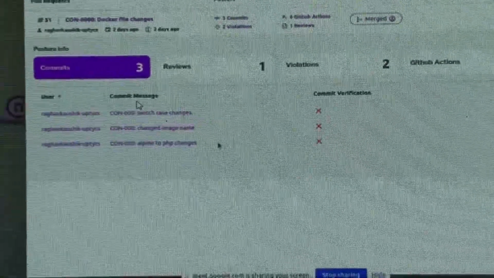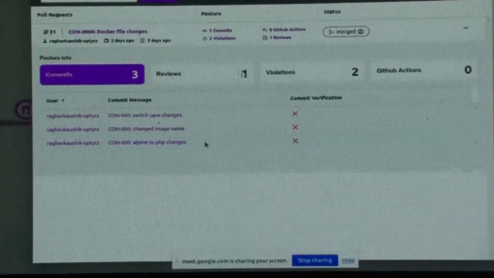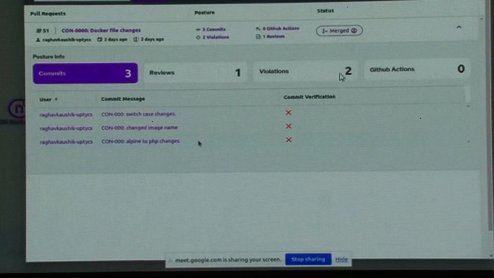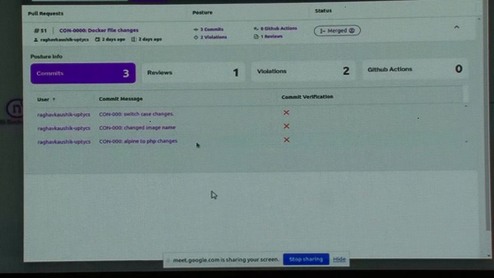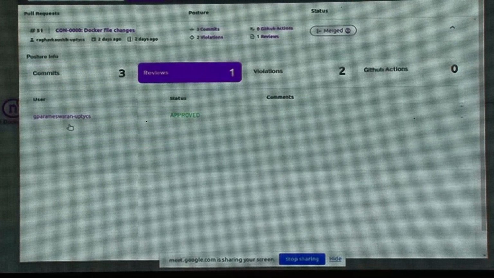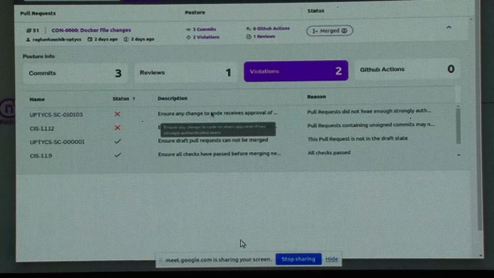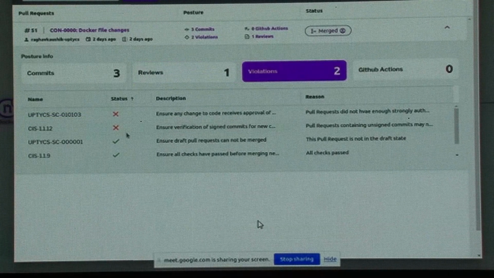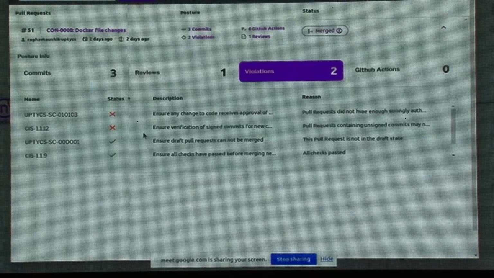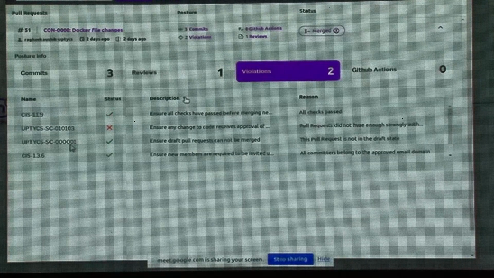As you can see, this is the commit part. You are able to find out what all commits went into this PR. You can see that only one person reviewed this, and there are 2 violations also. We'll discuss the violations here. So one person approved it, and now to the violations. You can see that two of the violations have failed. One of them is the CIS benchmark, and the other one is provided by us. We'll talk about one of these.